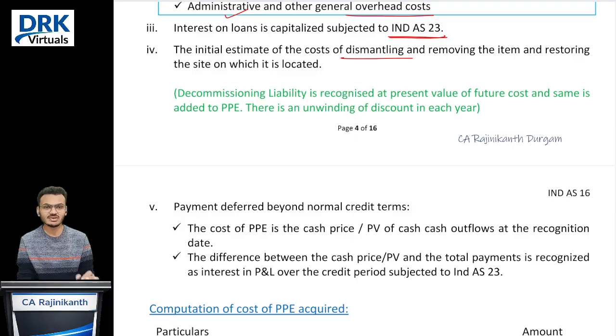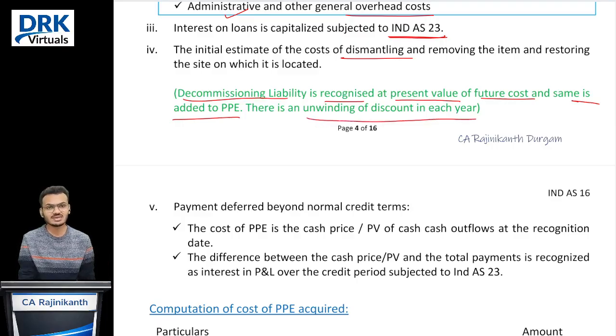And as usual, sir, we need to create a provision for decommissioning liability as per Ind AS 37. We need to recognize the interest cost on that at the end of each year till the end of the fifth year. Right? This can be called an unwinding of discount. See here, decommissioning liability is recognized at present value of future cost, and the same is added to PPE. So what is the journal entry, sir? PPE account debit to provision for decommissioning liability, at what amount? Present value of future cost to dismantle that machine and to restore that land to its original condition, right? There is an unwinding of discount each year on that provision. That is what the standard is saying.